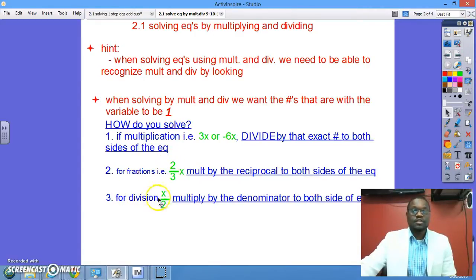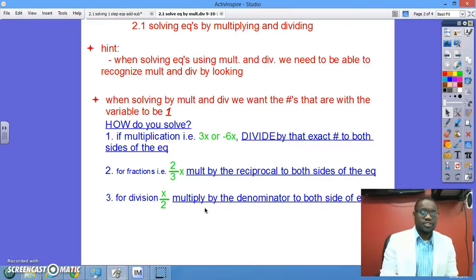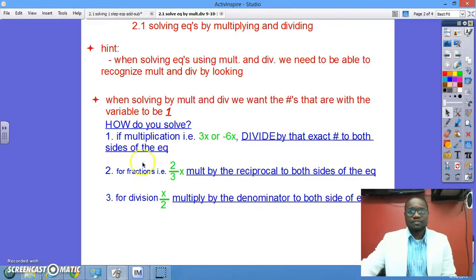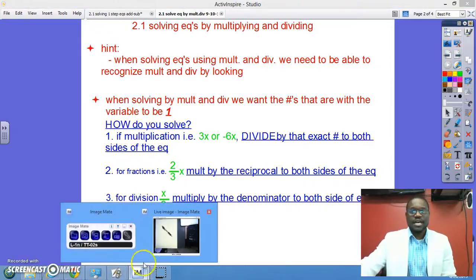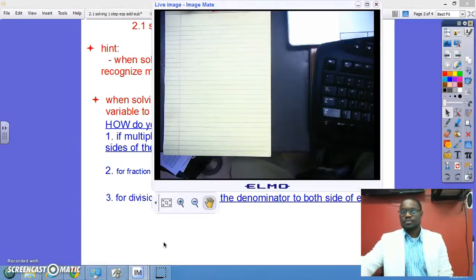Now, this means division: x divided by 2, or x over 2. Whenever you see division, you're going to multiply both sides by the denominator. This is really 1/2 x, so 1/2 times 2 equals 1. Whenever you see multiplication, you divide. Whenever you see division, you multiply. And if you see a fraction like this, you multiply by the reciprocal. So let's take some time and work a couple of examples.